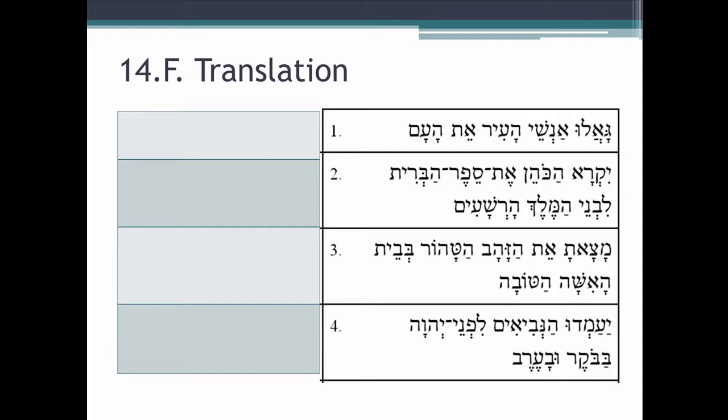14F, we need to translate here. Number 1, ga'alu anshe ha'ir et ha'am. Well, we have a verb form, so we ask our questions when we translate. Does it have a prefix? No. That means it's going to be perfect, and the ending tells us it's third common plural. So we need to see if there's a plural noun subject that can go with this verb. We have anshe, which is in the construct. We know that by the tsere yod, so men of the city.